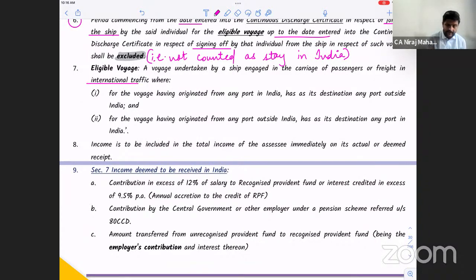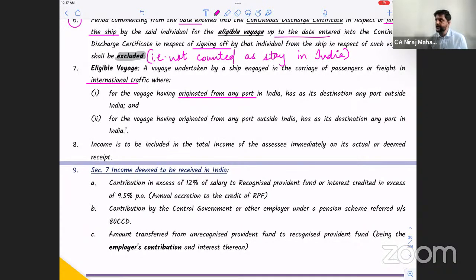Where that journey started, originated, not a bypass. It is not from South Africa to Singapore via India. It is India to Singapore or Singapore to India. Understood the difference? India is not something in between the journey. The journey is starting from India or the journey is stopping at India. So a voyage having originated from any port in India and having the destination outside India, or otherwise originating outside India but with destination in India, that is what you call an eligible voyage.